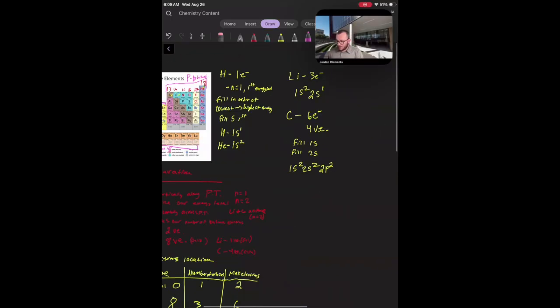So then let's look at going from electron configuration to looking at a little bit more of the orbital diagrams. So this here is our electron configuration.